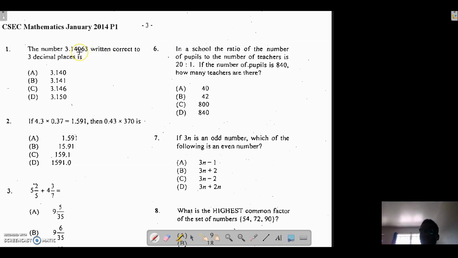I'm going to have to round up the 0. And the rule is that if it is 5 or above, you round up the previous digit. So your answer would be 3.141, which in this case would be option B.